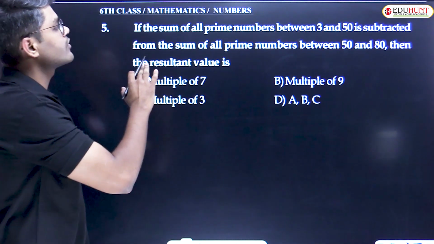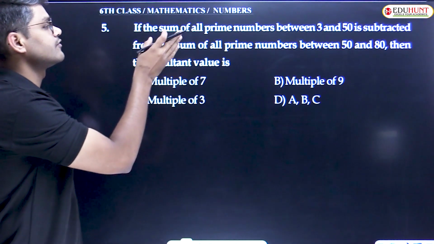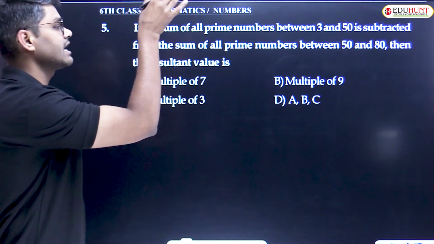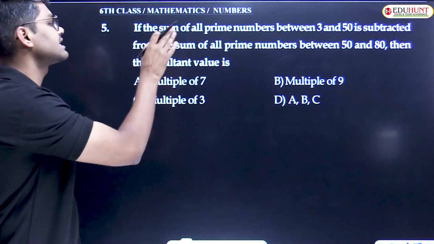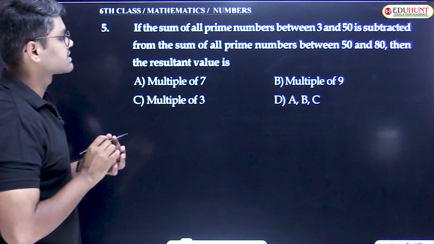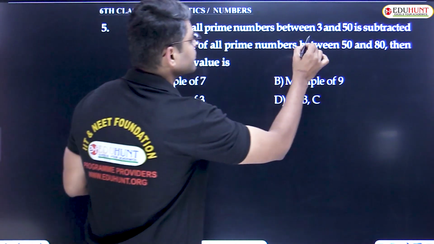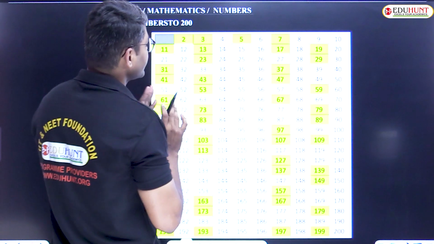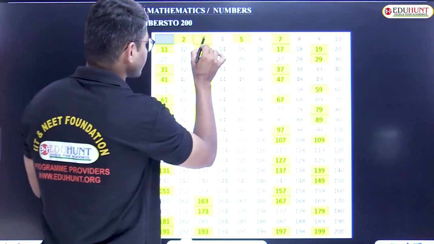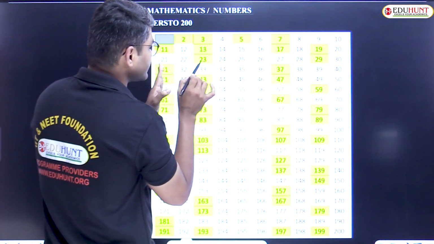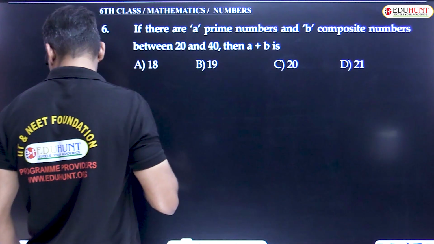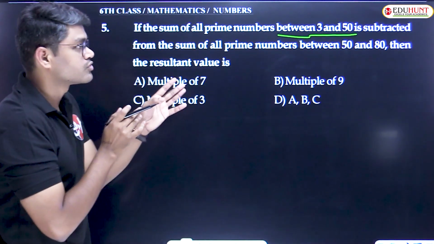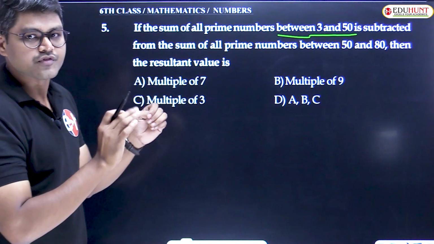If the sum of prime numbers between 3 and 50 is subtracted from the sum of all prime numbers between 50 and 80, then the resultant value is. Let's see the question again. Between 3 and 50, that means we should exclude 3 and 50 both.